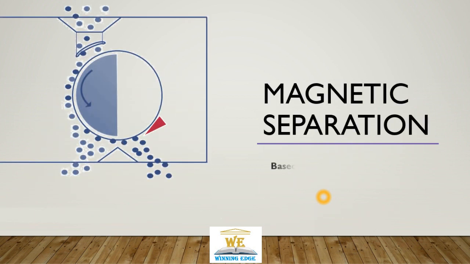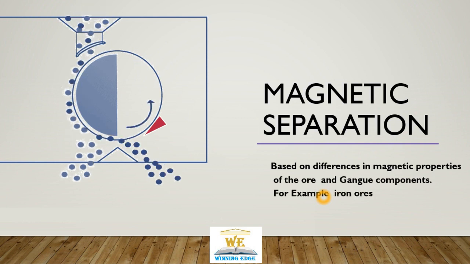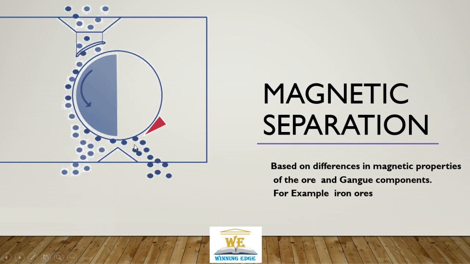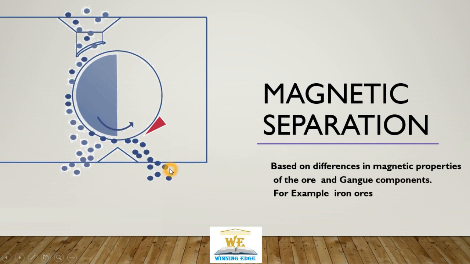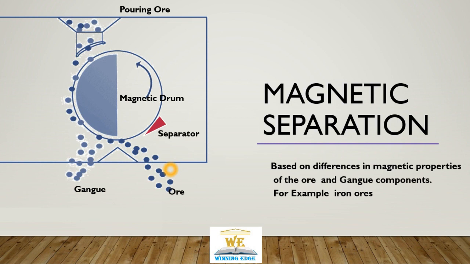Next is magnetic separation. It is based on the magnetic properties of ore and gangue. Ores, like iron ores, have magnetic properties. So this is a magnetized drum. This side is magnetized, and the iron containing ore will come here, and the gangue particles will settle here. We are pouring over here, the magnetic drum is rotating, and we get the ore here, gangue on the other side.